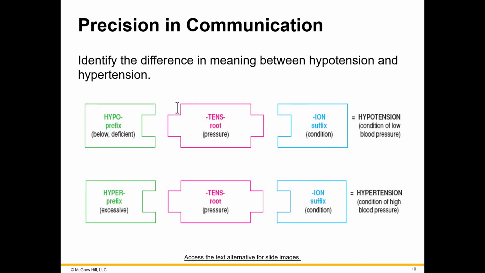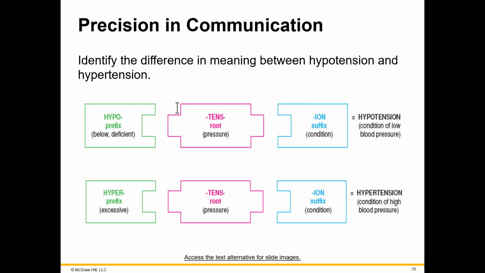Let's look at the term hypotension. It starts with the suffix ion, which means condition. Next, we'll go to the prefix hypo, which means below or less than normal. Finally, we'll look at the root tens, which is from the Latin word for pressure. Place the pieces together to form the word meaning a condition of below normal pressure or low blood pressure.